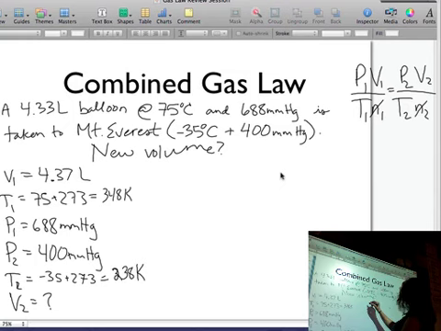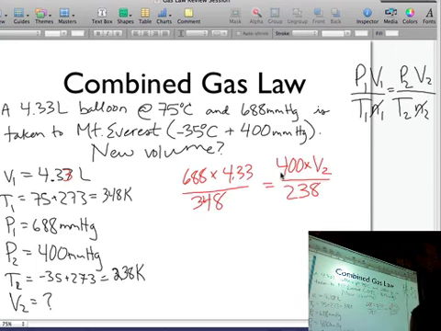So we got 688 times 4.33. Now, does anybody need me to walk them through the math on this, or can I do it quickly? Because I'm going to do a weird cross multiply. I'm going to do 688 times 4.33 times 238 divided by 400 divided by 348. That's all I'm doing, getting V2 by itself.